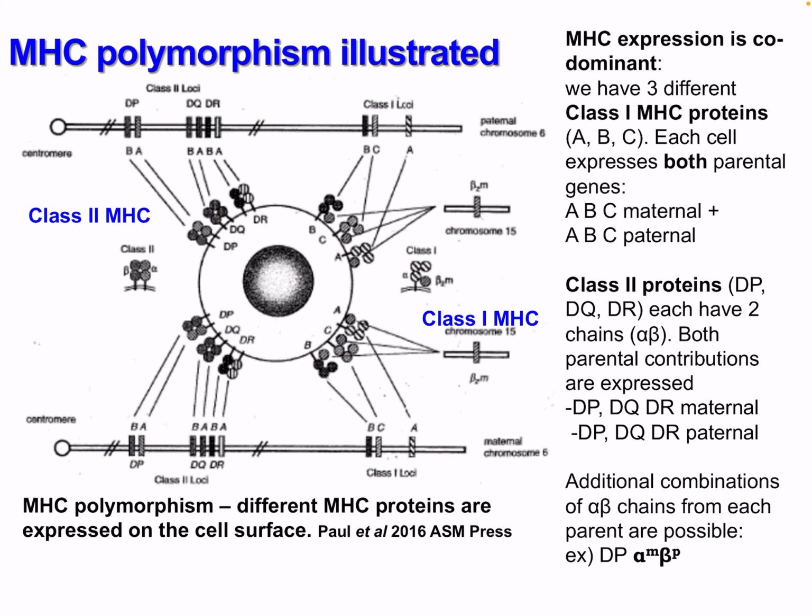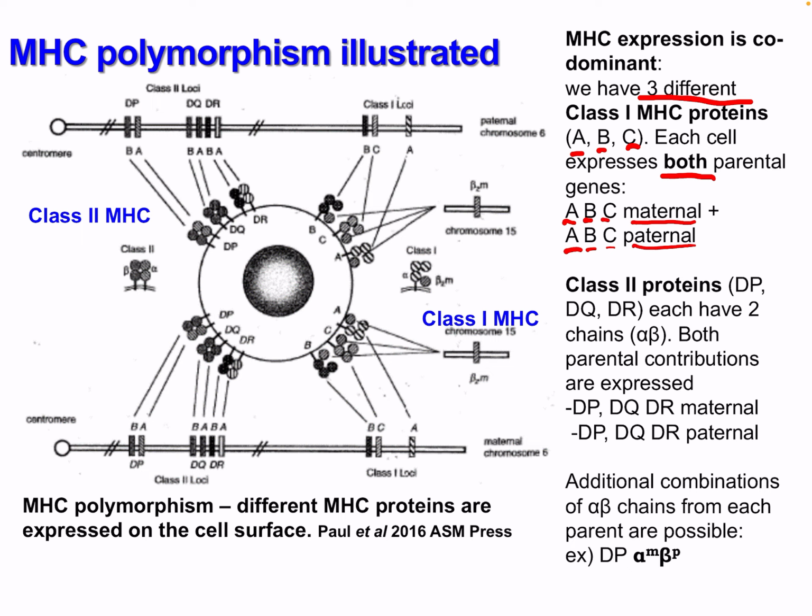So here's a good illustration, kind of confusing, but we'll go through it. MHC co-expression is co-dominant. We have 3 different class 1 MHC proteins, again, A, B, and C. Each cell expresses both parental genes, so that means we have 6 total: the A, B, and C from our maternal, and the A, B, and C from our paternal. So this allows for many different combinations.